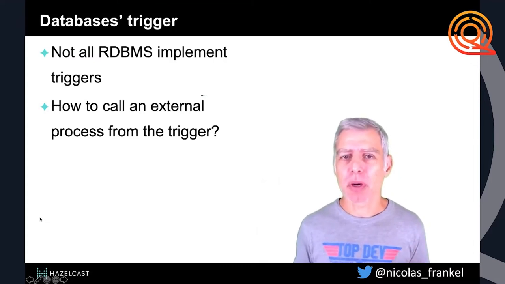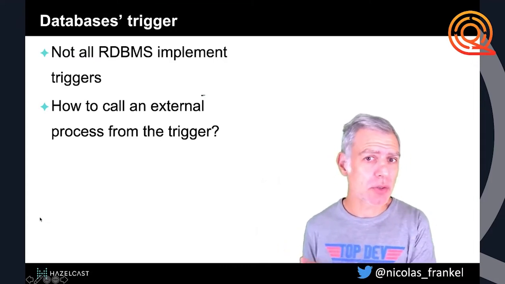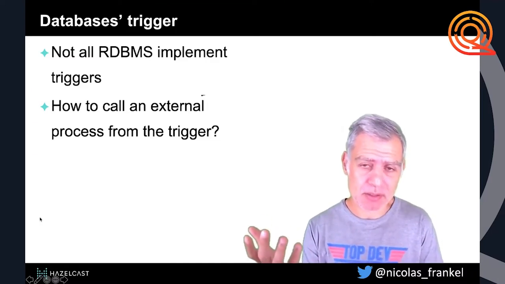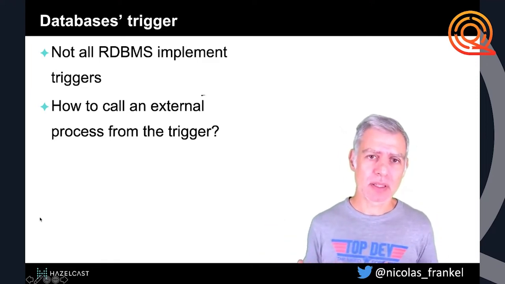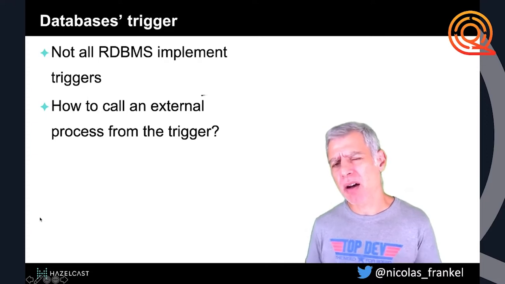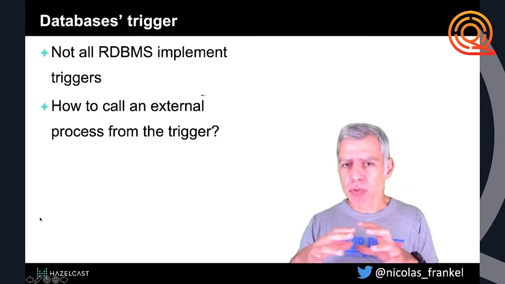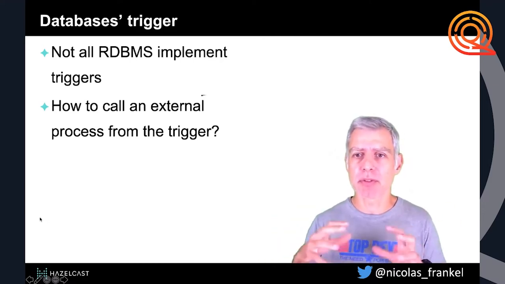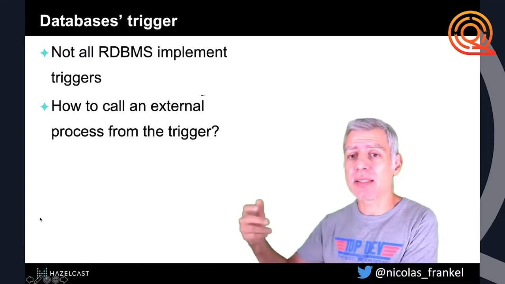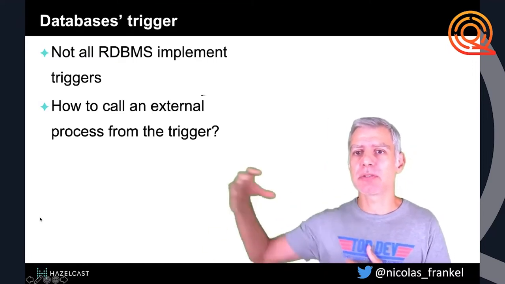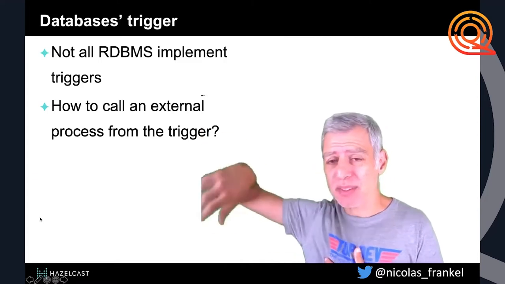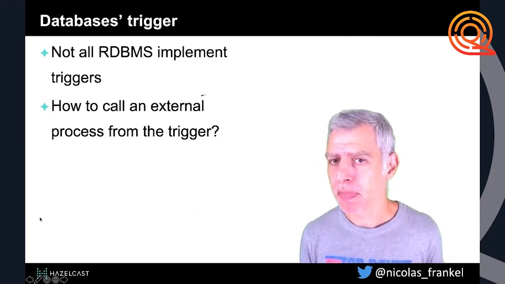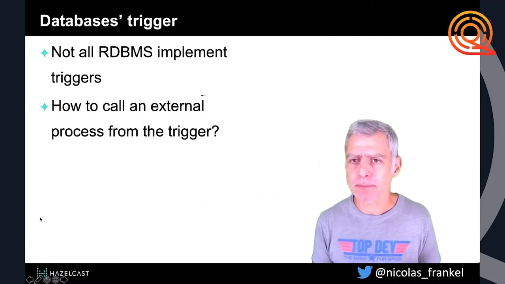Well, there are a couple of problems with this approach. The first one is not all SQL databases implement triggers. But even if one does, triggers are actually meant to do stuff on your own database. So inside the database, you will have a trigger that changes the data in the database. But here, we want to synchronize something that is outside the database. We want to actually call an external process. So how does it work?